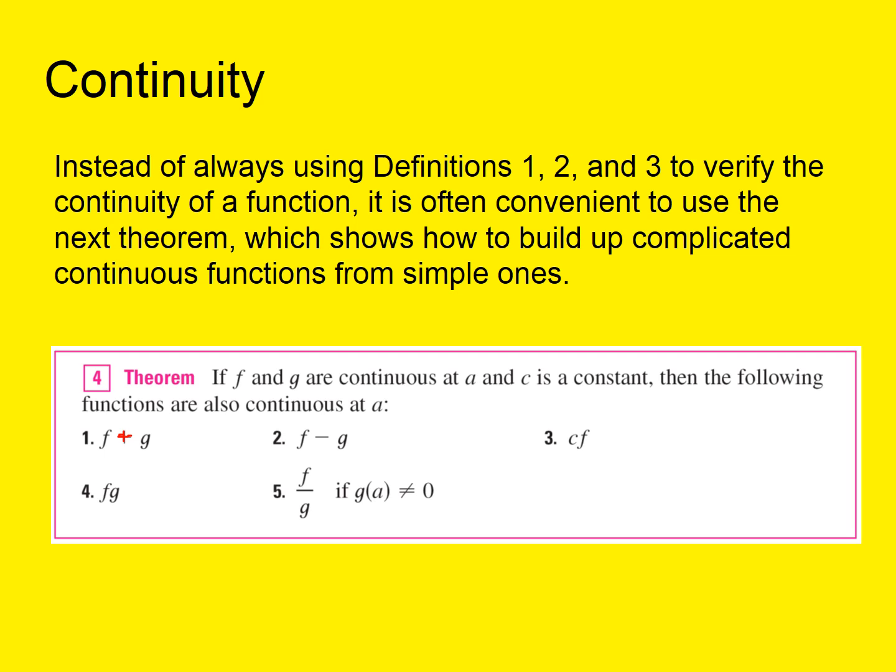So in other words, and if you learn by hearing, this is your time to really catch what I'm saying here. Number 1, the sum of continuous functions is continuous. 2, the difference of continuous functions is continuous. 3, a constant times a continuous function is continuous. The product of continuous functions is continuous, and the quotient of continuous functions is continuous, where g of a is not equal to 0.